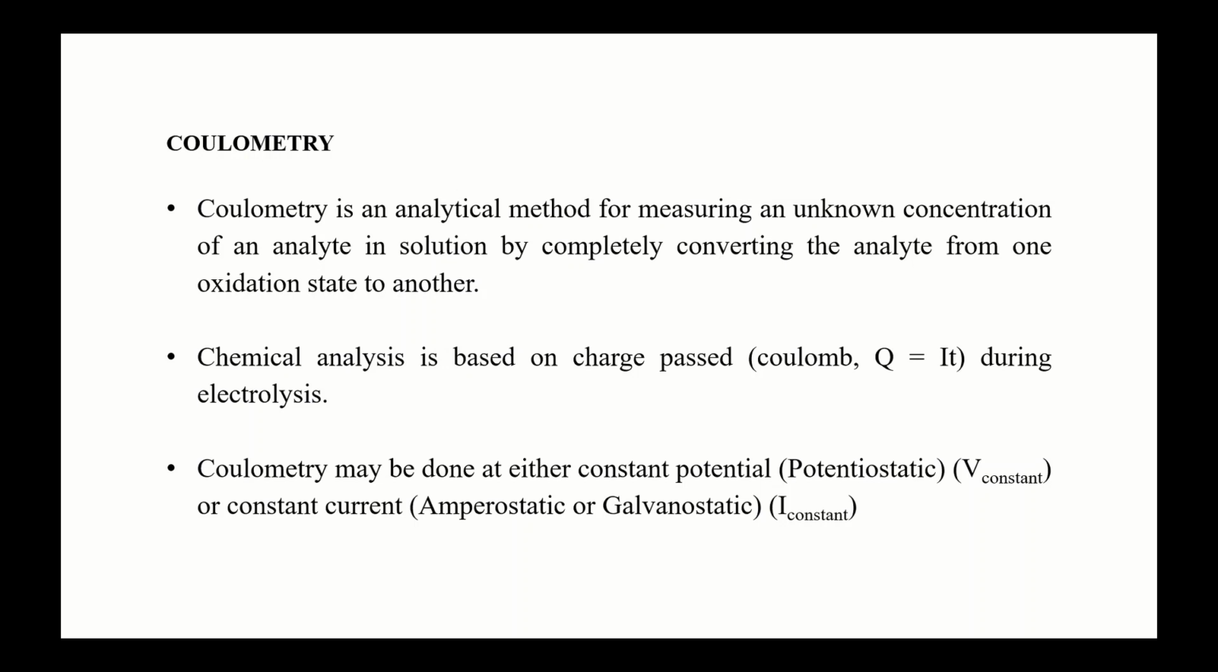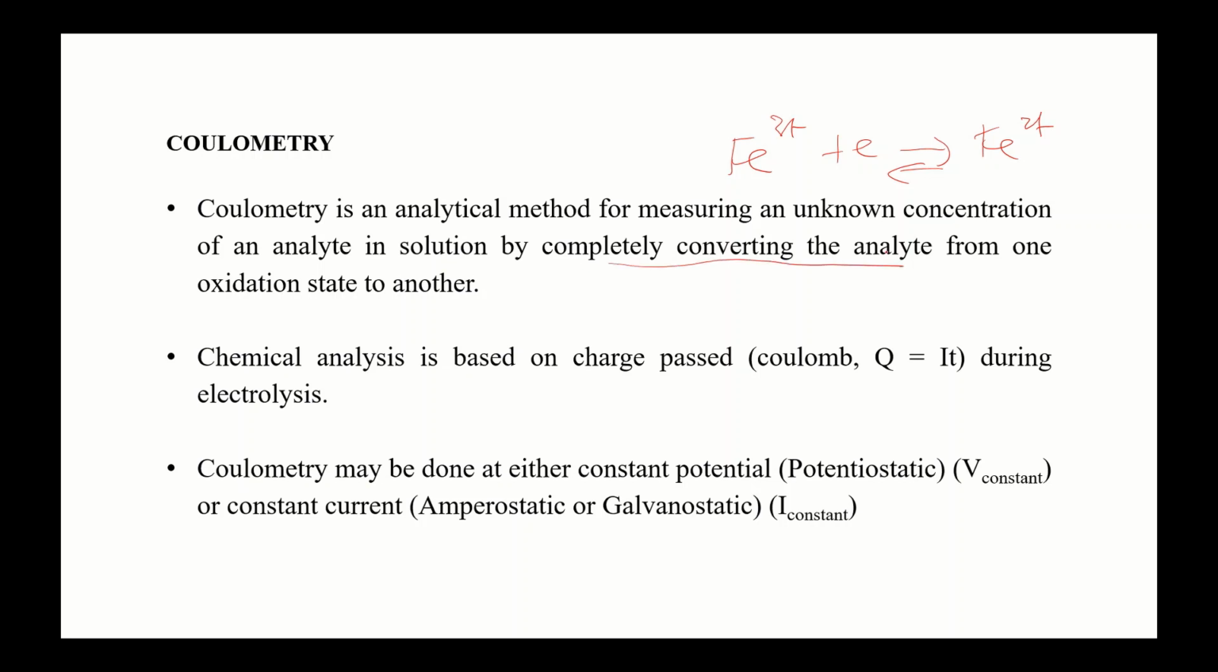So what is coulometry? Coulometry is an analytical method for measuring an unknown concentration of an analyte in solution by completely converting the analyte from one oxidation state to another. For example, you have ferrum 3, so it will reduce to ferrum 2 or vice versa.